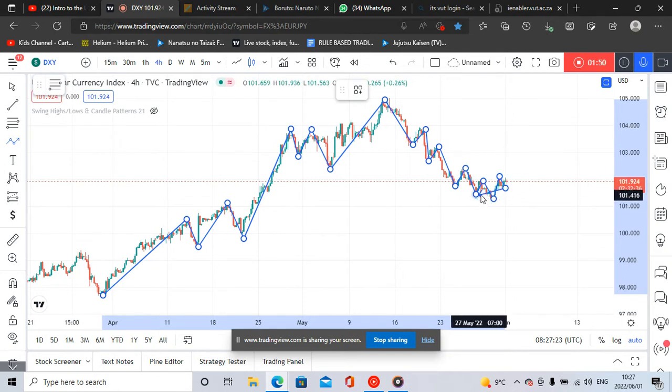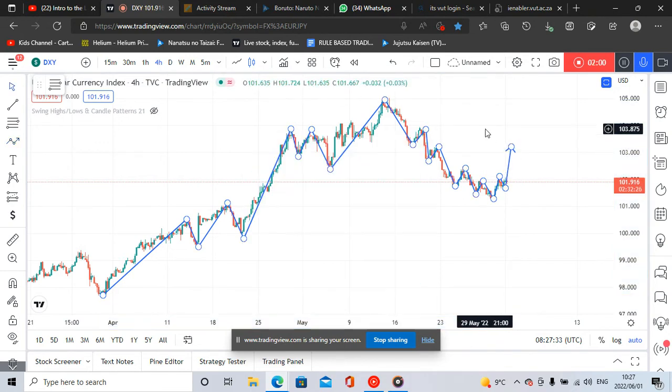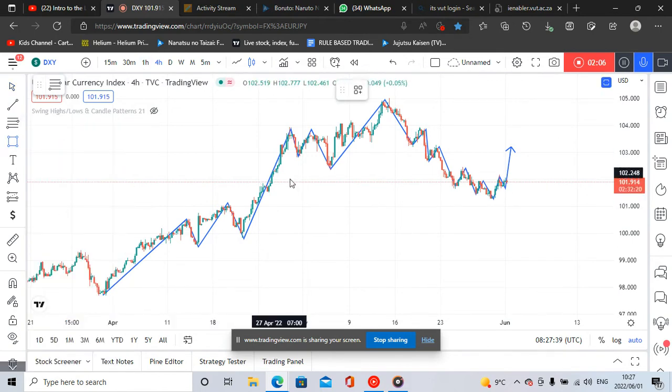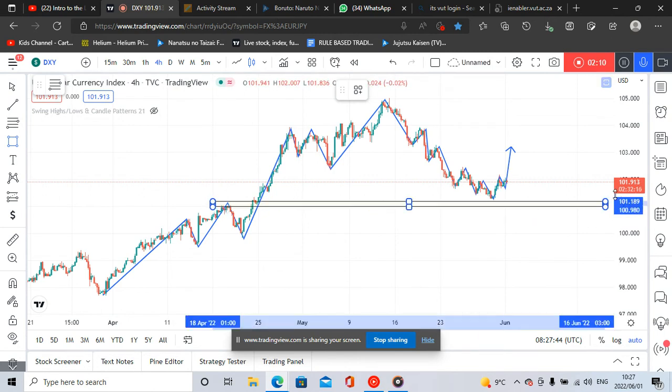What I'm noticing is that the market here is failing to create a new lower low, because it should have pulled down to create a new lower low. So what I'm actually expecting is this on the market. Now I'm just going to draw my support and resistance area. I noticed that here, this is one of the areas which made the market turn back at this zone.